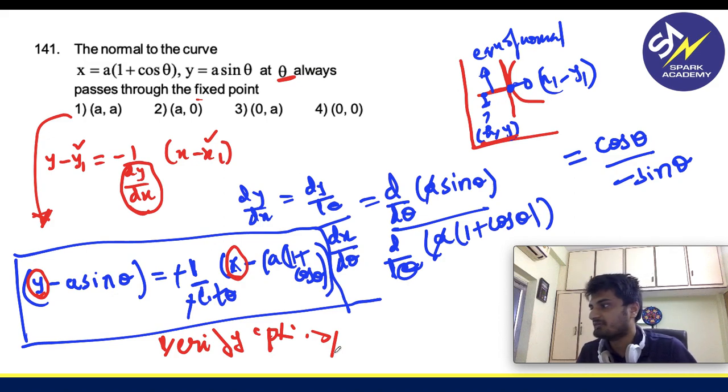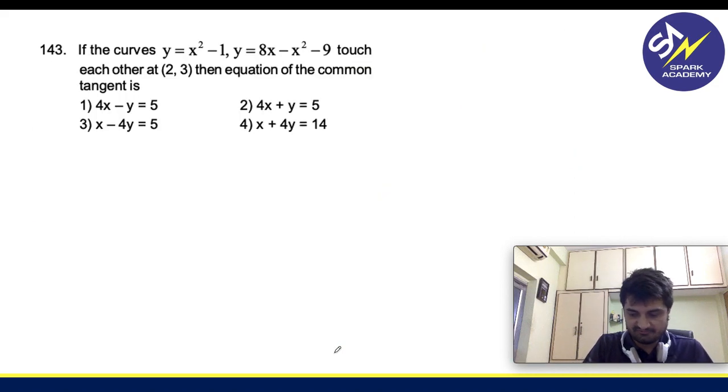Okay. So this is how you solve these kind of questions, guys. Right? So next question, please have a look and you can start solving this as well. Curves are given to you, y equals x plus 1, y equals x, touch each other at (2, 3) is what they are saying. Then the equation of common tangent.